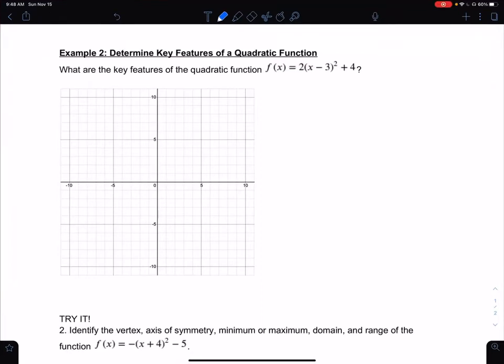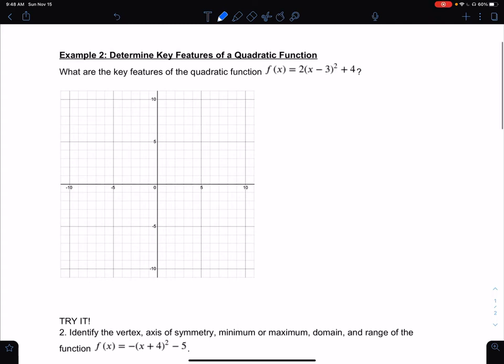In this video, we're going to look at determining key features of a quadratic function, and that function is going to be given in vertex form. So remember, this here is vertex form, and vertex form is f of x or y equals a times x minus h squared plus k.